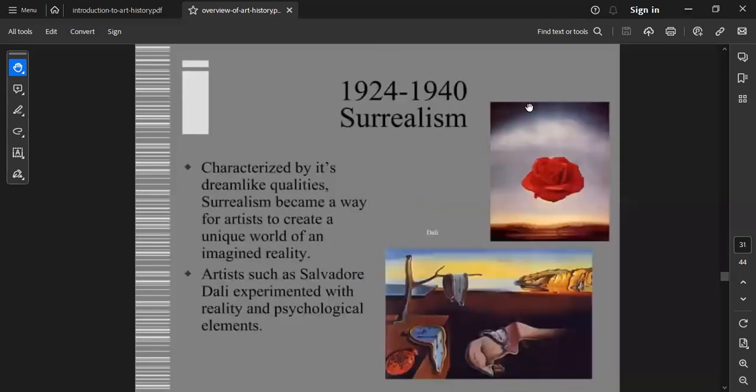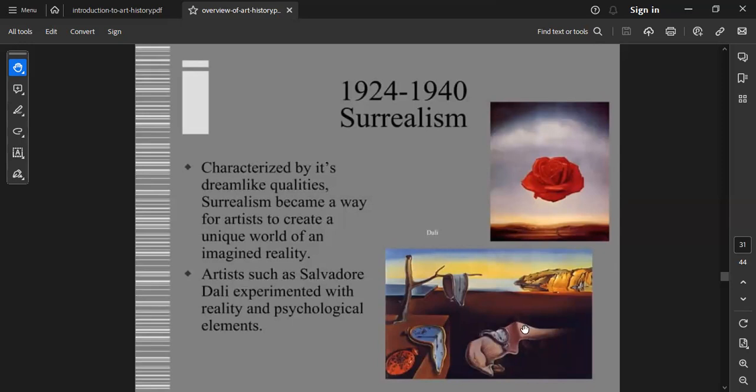And then we have surrealism, which happened between 1924 and 1940. This also has very unique characteristics, and you can see the various aspects of it. For example, surrealism talks about something which is not real. So what is surreal? Something which is not real. It also gives birth to various illusions. It also raises a lot of questions.